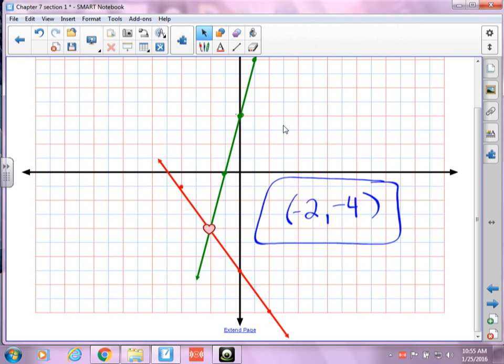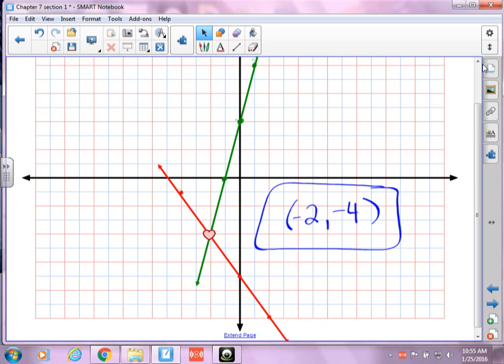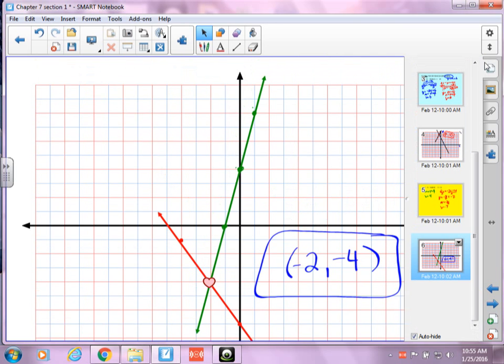And that should check in which equation? The red one or the green one? Both. And again, if it doesn't check, you did something wrong. So then you have to go back and you have to find it. Okay? Questions? All right, that's it for today.